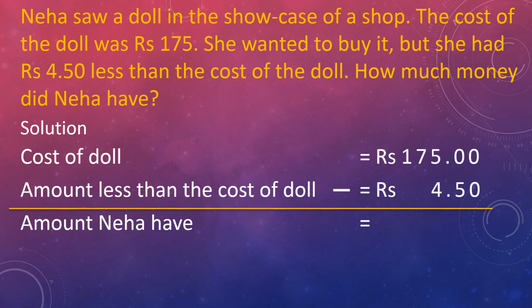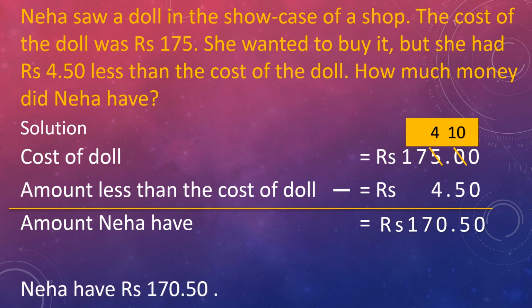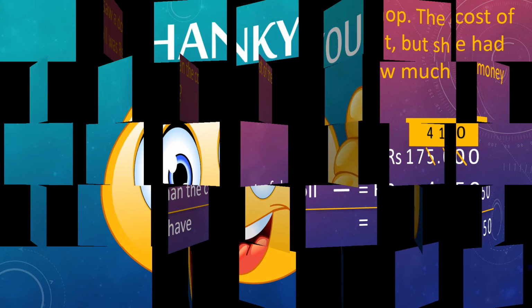So pause the video and do the subtraction on your own and check. The answer is rupees 170.50. If you have any doubt in subtraction, refer to my previous video, subtraction of decimal numbers. And the last statement is Neha have rupees 170.50. I hope you all understand word problems.